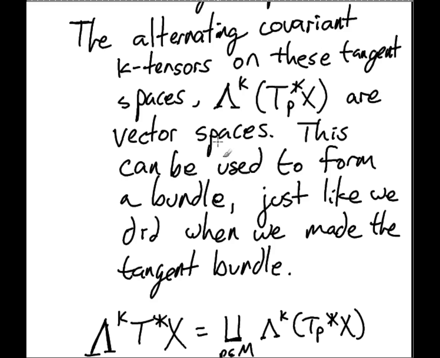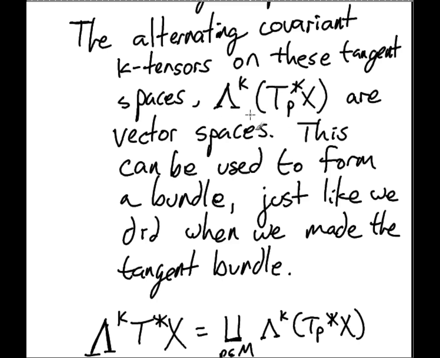And we can use this to form a vector bundle in the same way that we did with the tangent bundle. To every point in the manifold, we are going to associate one of these vector spaces. So to the point P, we're going to associate this vector space. For any particular P, we know what the tangent space looks like, and so we know what the dual space is going to look like. And then we can look at all of the tensors on that dual space. Right? So for any choice of P, this makes sense.